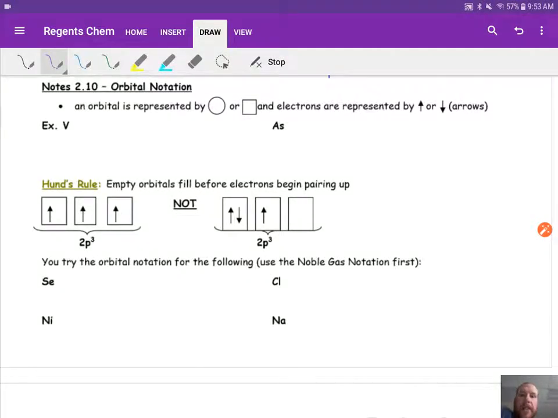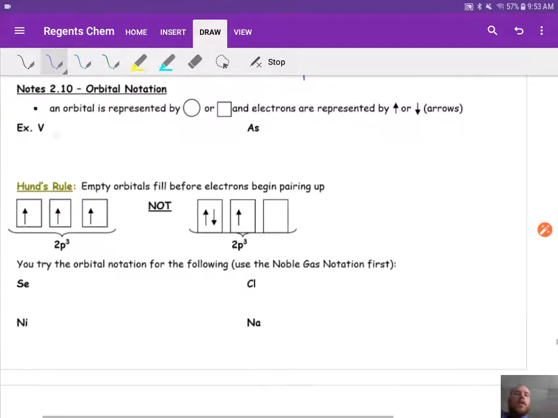Hey guys, this is video 2.10. We are going to talk about orbital notation now, which piggybacks on our last video, which is 2.9. So we're going to start by writing out noble gas notations, and then we're going to draw either circles or squares to represent the orbitals where the electrons are located.